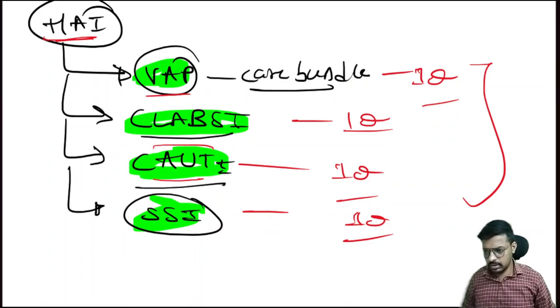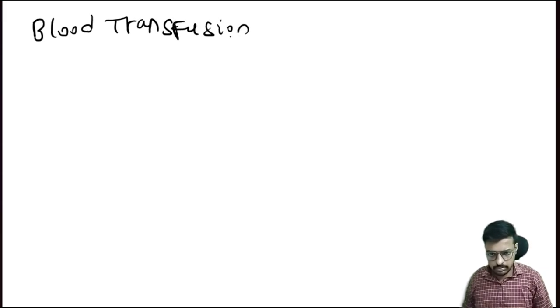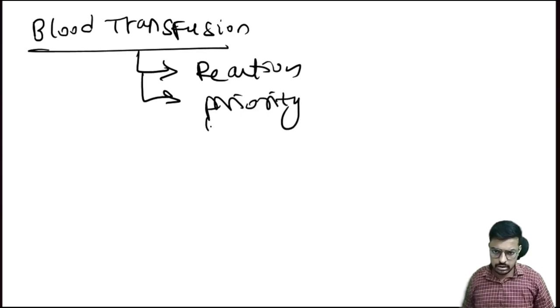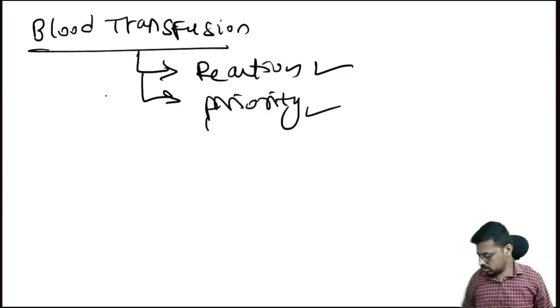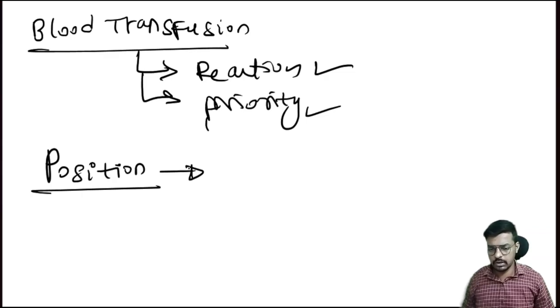Then the next one we must revise is blood transfusion. Important, especially reactions, nursing responsibility, and priority actions. Priority actions, very important. Then after that, we have to go for the important positions. All positions you should have on the tip of your tongue. Where we have to give the supine position. What is the position in tracheostomy? What is the position in other procedures? We must revise all important positions.